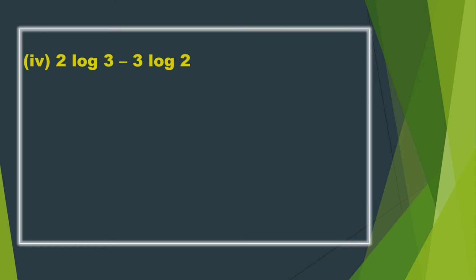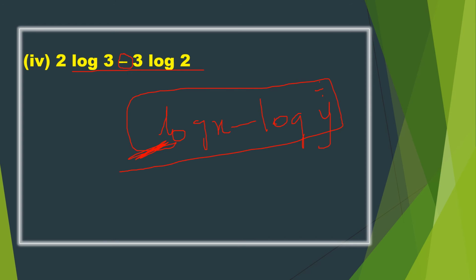Here is your next question: 2 log 3 minus 3 log 2. Very easy. See here there is minus, and minus means division. But our formula is for log x minus log y only. Here, in front of log there is nothing in the formula, but in the question you have some number before log. So first we should remove this number.